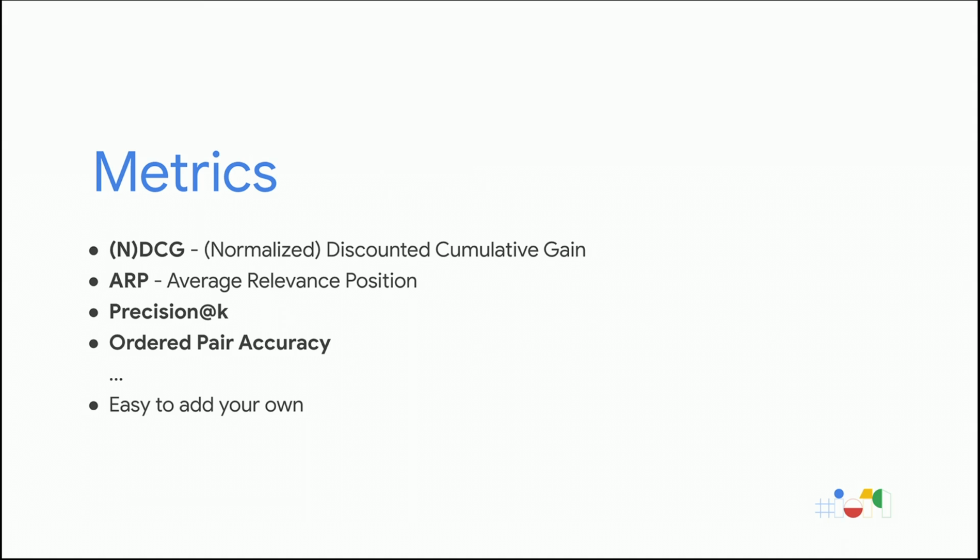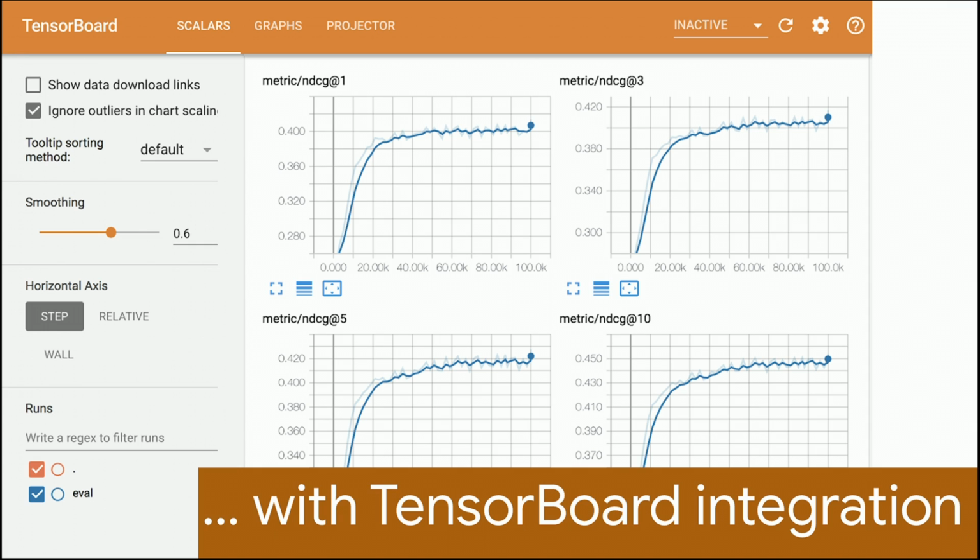One important thing to note is that we support many, many metrics in TensorFlow ranking. So we support standard metrics like NDCG, ARP, precision at k, and others, but it's also very easy to add your own metrics to TensorFlow ranking. And once you have the metric you want to optimize, and you use TensorBoard, you can easily visualize it while you train your model. So you can see how your NDCG or other metric progresses as your model trains across the epochs.